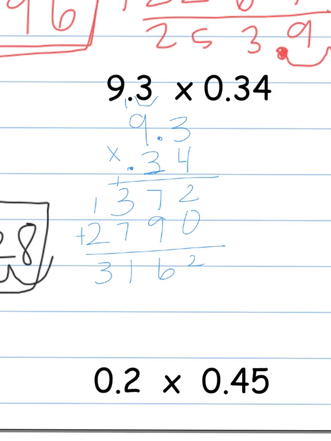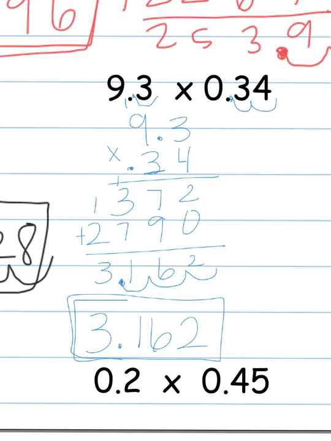Count over, we are 1 decimal point here, and we are 1, 2 decimal points here, for a total of 3 decimal places over, so we count over 1, 2, 3, fill in our decimal point, for a final answer of 3 and 162 thousandths. Again, we can look and see, does that answer make sense? Well, 34 hundredths is close to 1/3, and 9 and 3/10 is close to 9, and 1/3 of 9 we know is 3, so that answer does make sense.